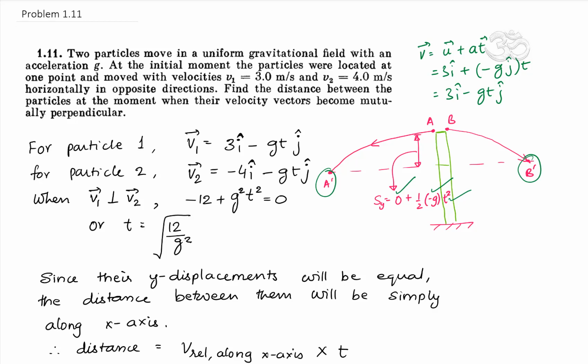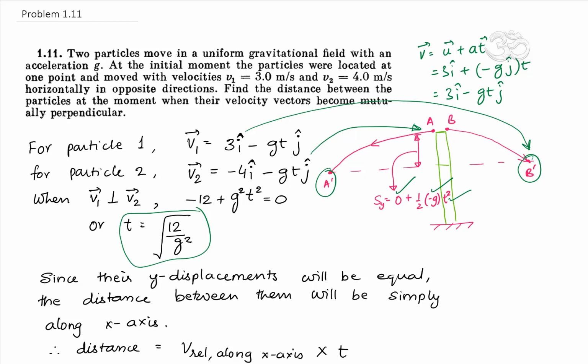Notice that the way in which these equations have been written, the first particle has been assumed to be thrown towards the positive x-axis. That would make B our first particle. So B dash is the particle that we are talking about when we say V1, and V2 is for A or A dash. Now whenever V1 and V2 are perpendicular, their dot product should be 0, which means minus 12 plus g squared t squared should be equal to 0. That gives you the value of time as this. So now the time is known.